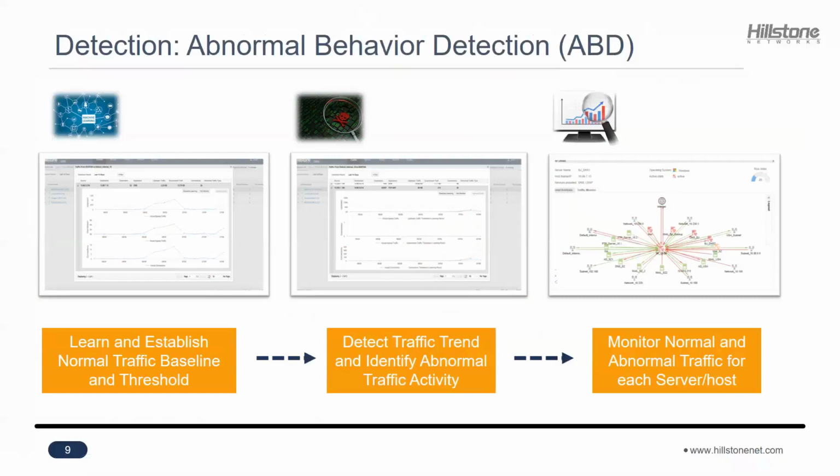For NTA particularly, as I mentioned already, we first, in the learning mode, learn and establish the normal traffic baseline and thresholds. After the learning mode, we enter what we call the detection mode. So we can detect the live traffic against the baselines we established and detect the abnormalities. After detecting certain abnormalities of the traffic, we can promote comprehensive visibility to the administrators.